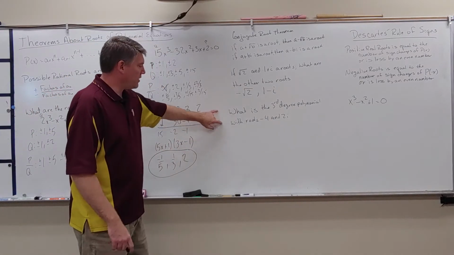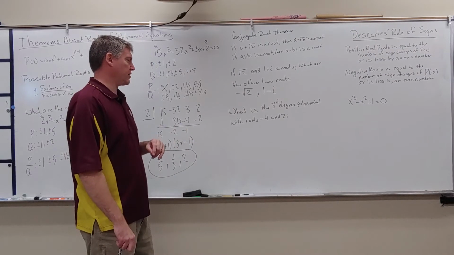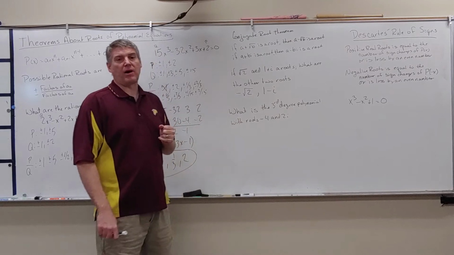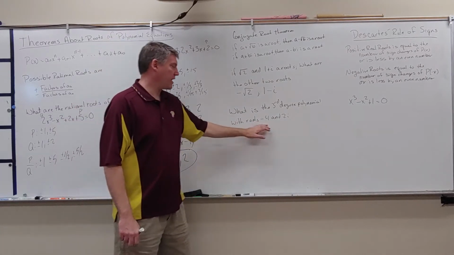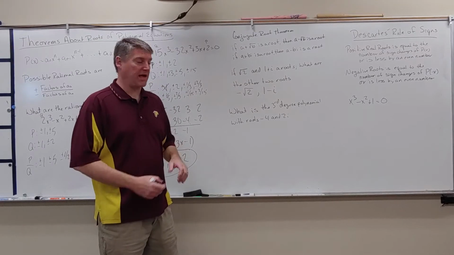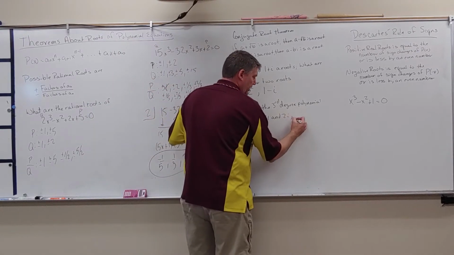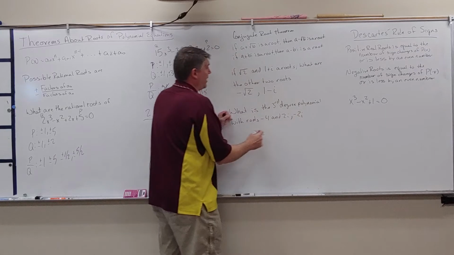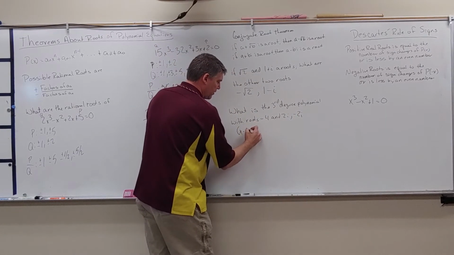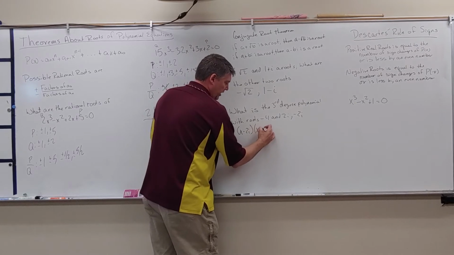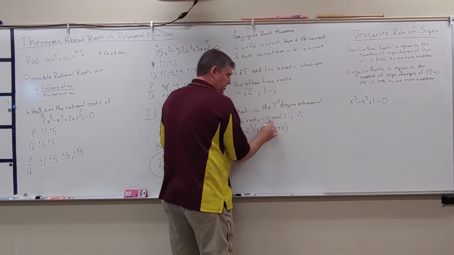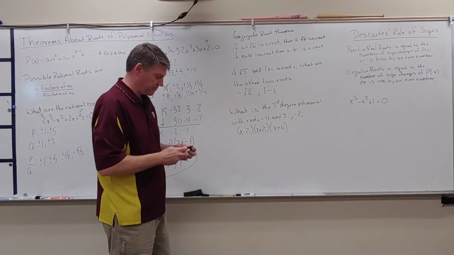Okay, so here it says, what is the 3rd degree polynomial with roots -4 and positive 2i? Well, right now we only have 2 roots. We have to get that 3rd root. Well, that 3rd root is -2i, right? Because that's the conjugate root. So now I have x minus 2i, x plus 2i, and x plus 4, right? Because it always goes in opposite sign.